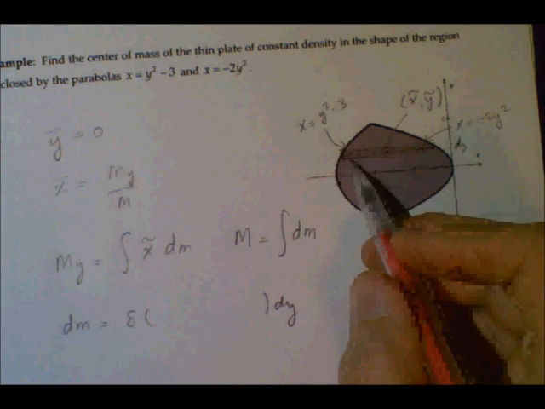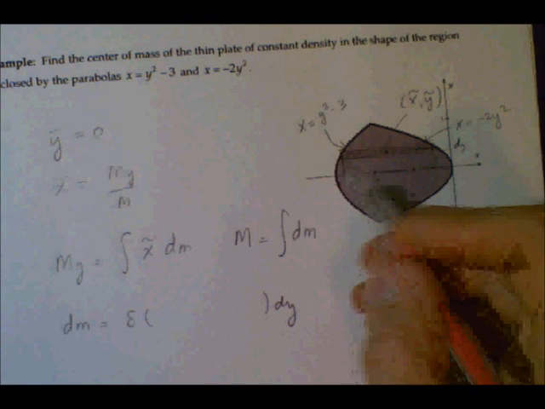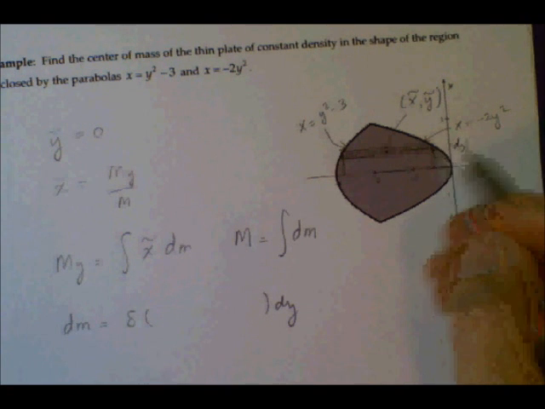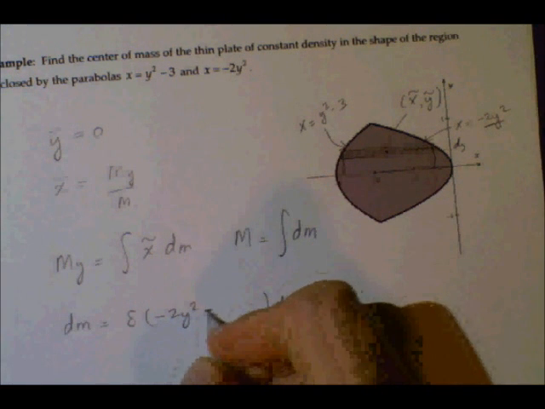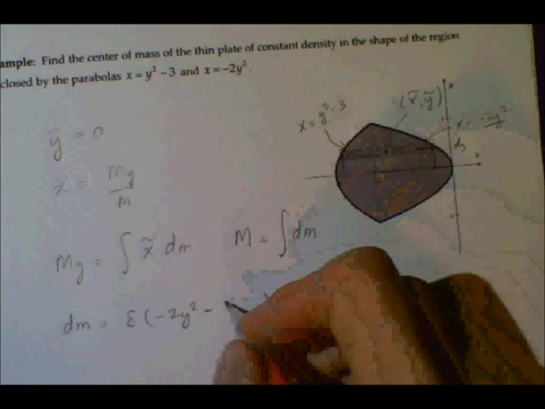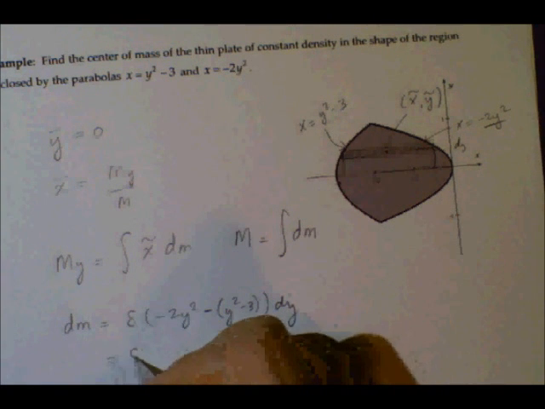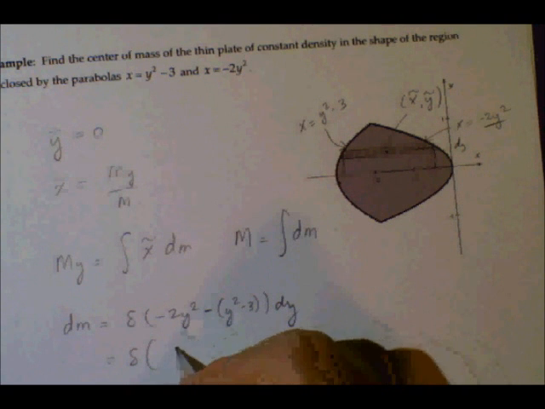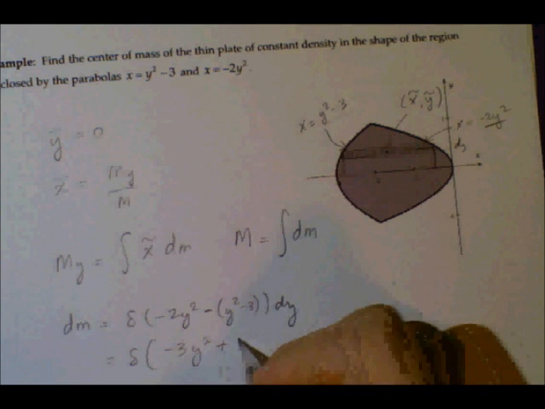What's the length? Well, it's this number minus this number. What's this number? Well, it's negative 2y squared minus this number here. Simplify, we get negative 3y squared plus 3.